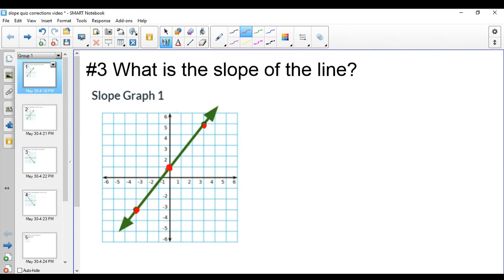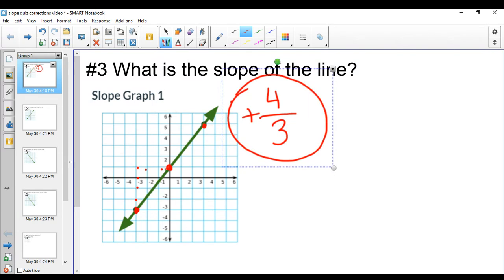So that's the first thing I already know. Now from here, I'm going to count up 1, 2, 3, 4. So that's my rise. And then my run is over 1, 2, 3. So if I went up 4 over 3, the slope is positive 4/3. And remember, slope is rise over run.